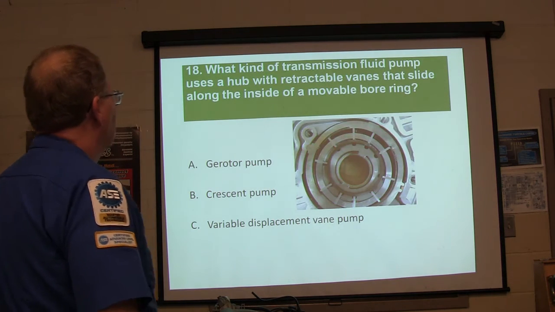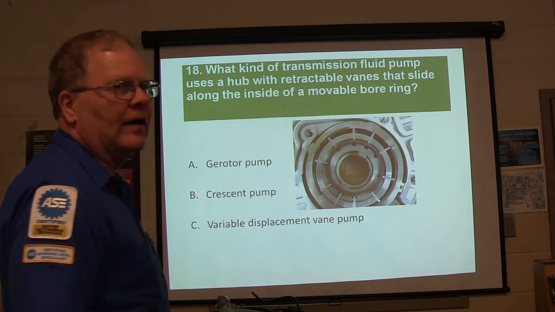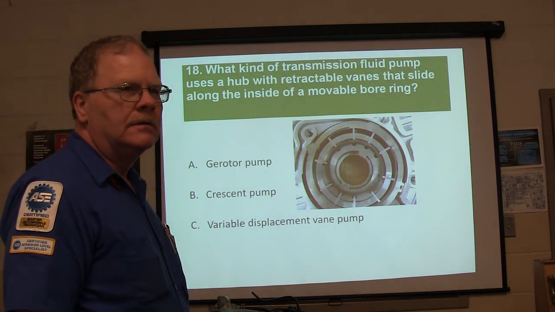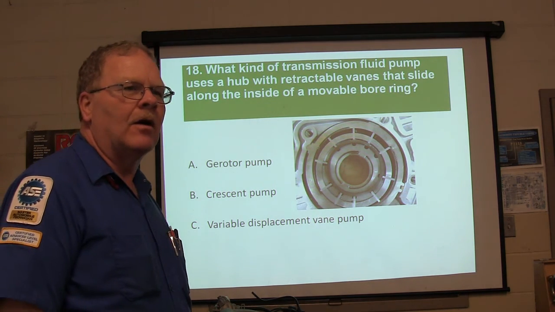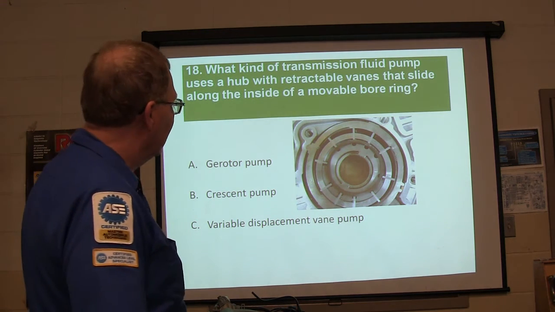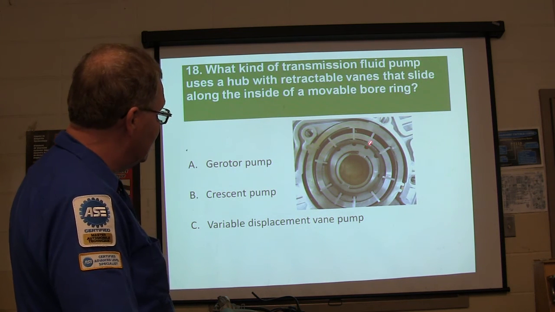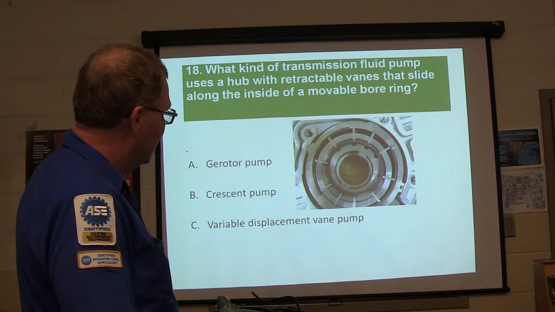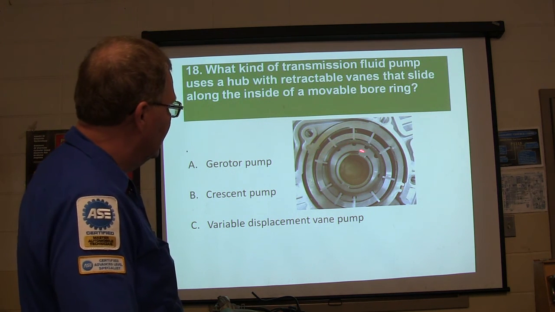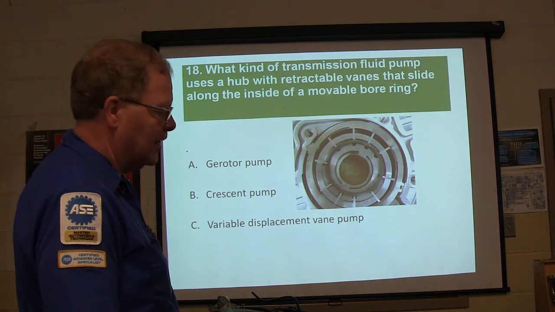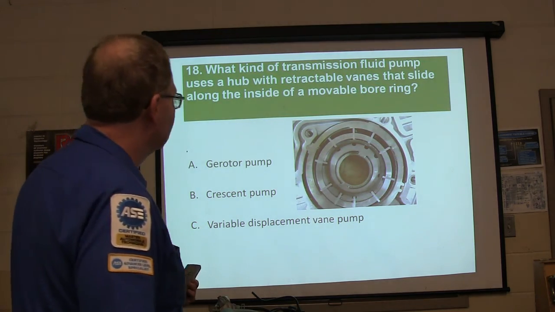You got one. Just put one. What kind of transmission fluid pump uses a hub with retractable vanes that slide along the inside of a movable housing? Crescent. If you didn't see the word vanes and put vane, then all is vain. See that? Vanes, vane. This is vanes, that's a vane. And these are vanes right here. And there's a ring in there. Of course, you got that ring on the inside too, but you got a ring on the outside. Now that movable ring, what they're talking about is there's a spring over there and that ring can move and it can make the pump variable displacement. And you'll find that on the 4T60Es and some other transaxles.